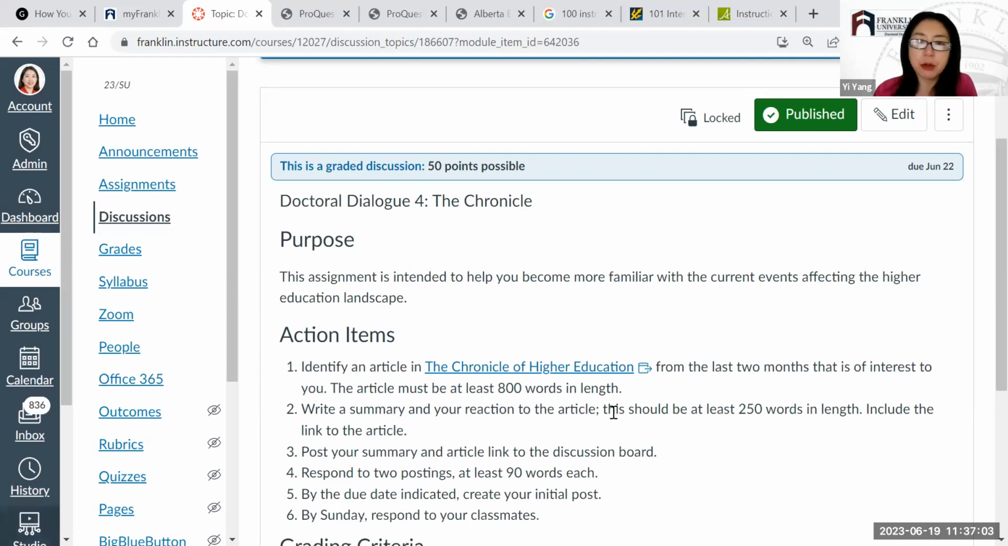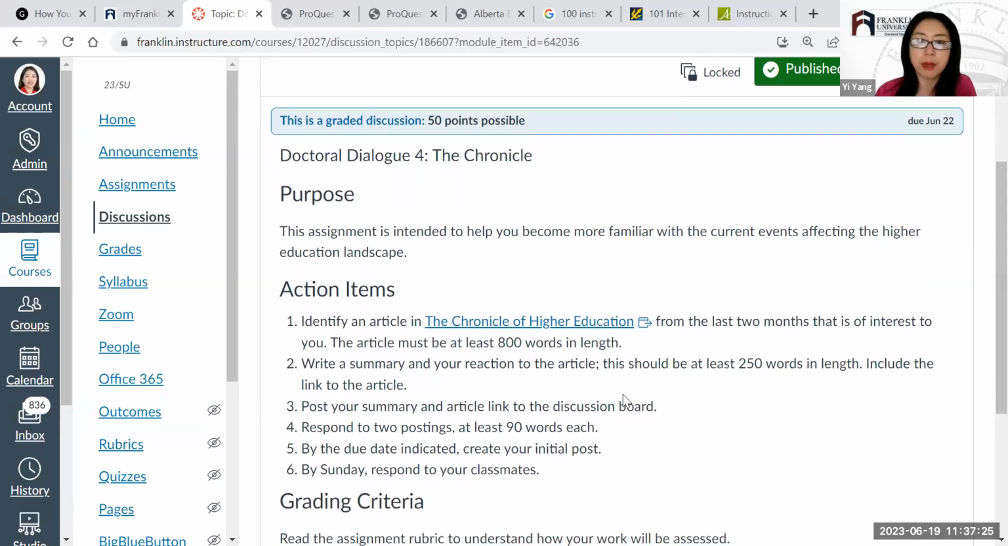If you go to the Chronicle of Higher Education site, it may require a membership. However, you can always go to library.franklin.edu, because we subscribe to the Chronicle of Higher Education as well. That's an option for you if you are required to pay for the membership. Also, most of the time you'll find the Chronicle of Higher Education newspaper in your local library, so you can go there as well.